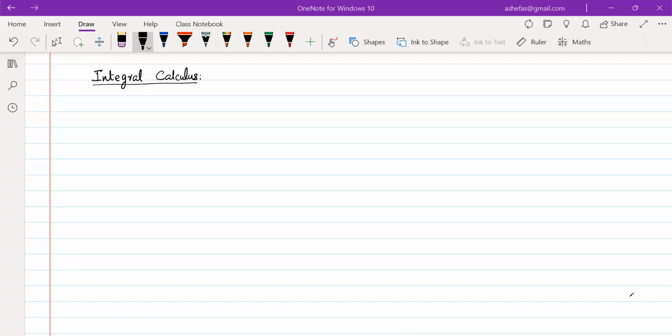Hi all, and now we can start integral calculus. So before going to the details of integral calculus, first we can discuss what is in basic integration.